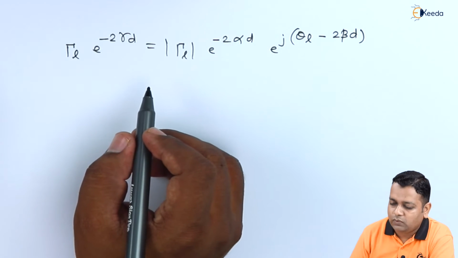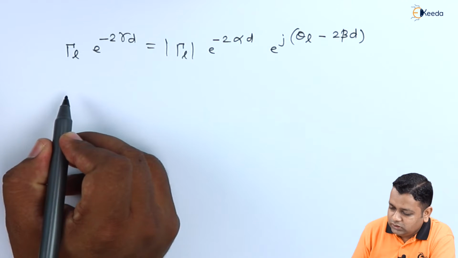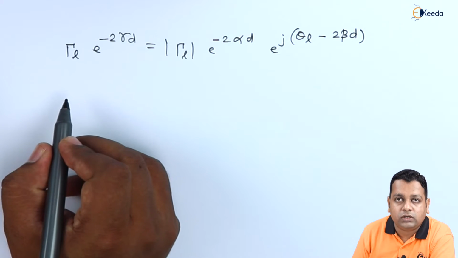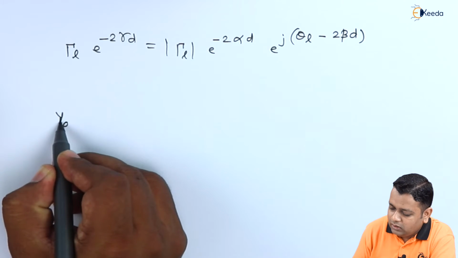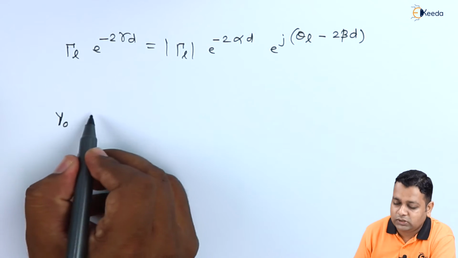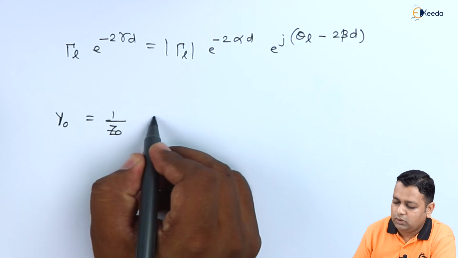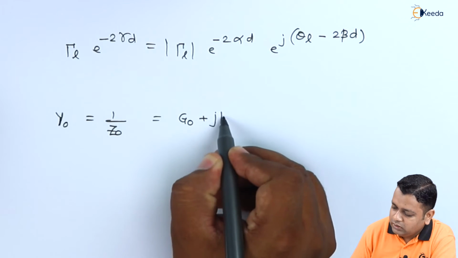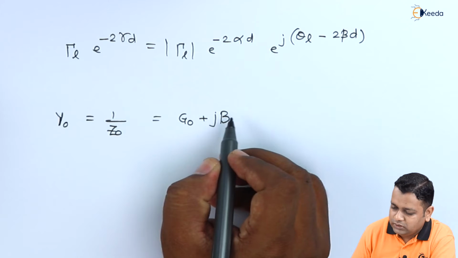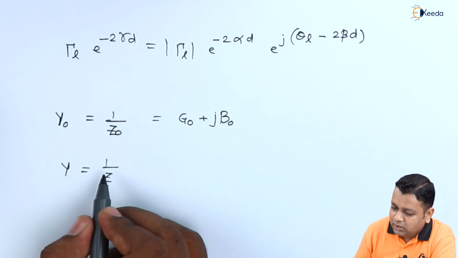So these two equations can be regarded as the next ones, and now the Smith chart may also be used in terms of normalized admittance. The only difference we need to make is that the characteristic admittance Y0 is the reciprocal of the characteristic impedance Z0, which can be further expressed as G0 plus j times B0 here, and capital Y is equal to 1 by Z in general.